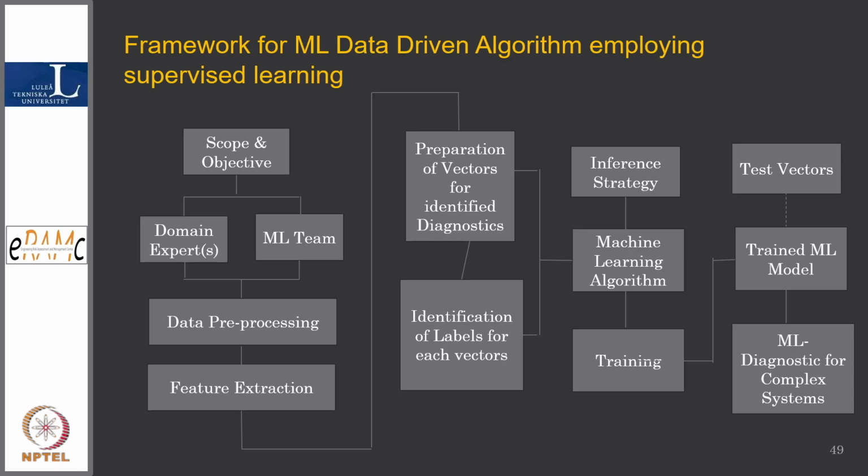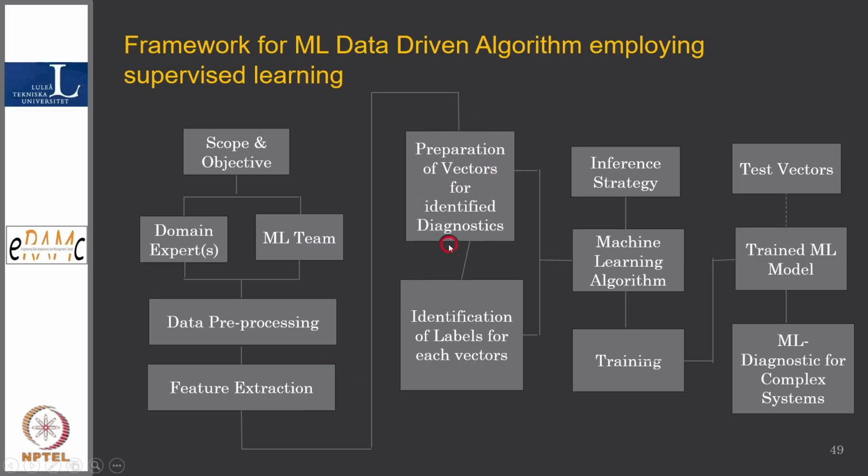So how the framework works, and we are talking about supervised learning only. First, as we mentioned in the previous slide, scope and objective. Then, just to underline the point, the domain expert and machine learning team should work together for data pre-processing and feature extraction. The domain expert should be on the same page with the machine learning expert, so whatever features we are extracting are relevant and can be fruitfully utilized.